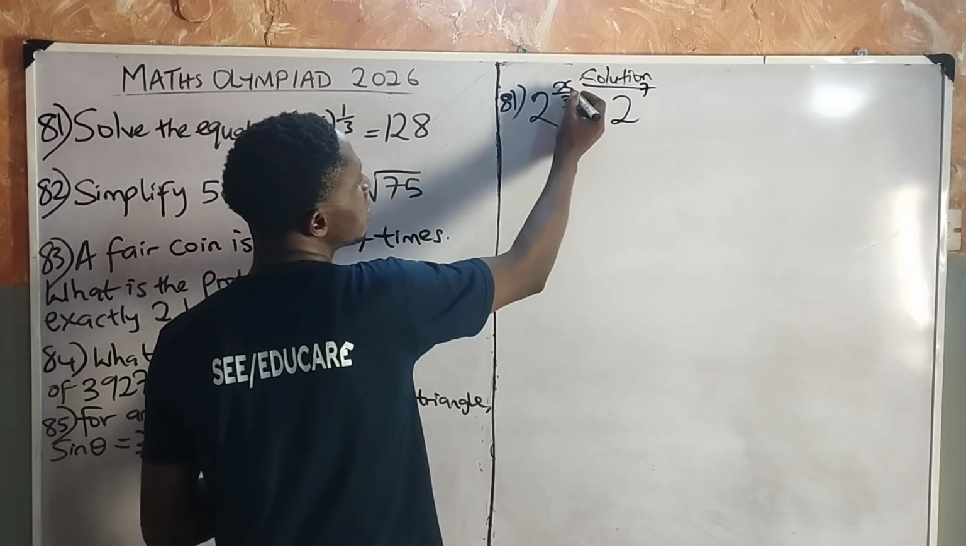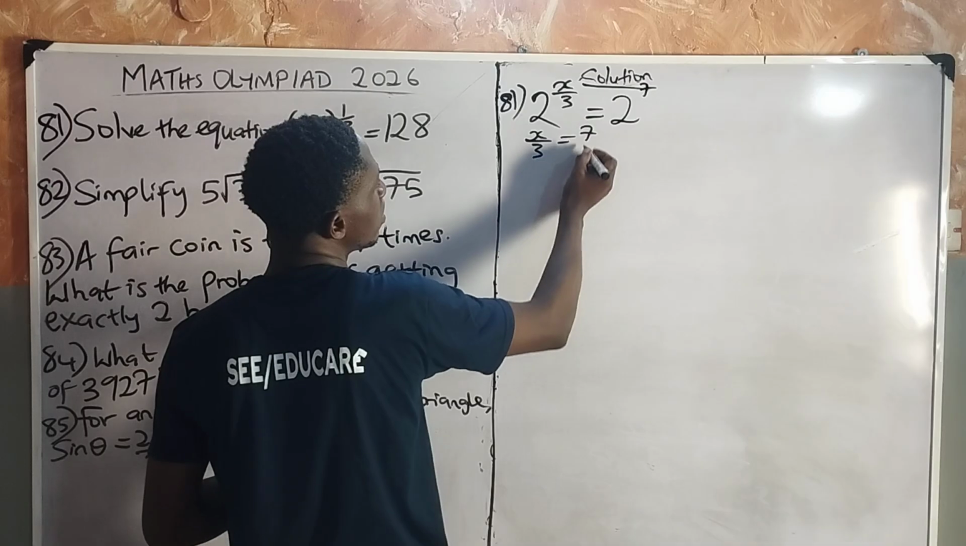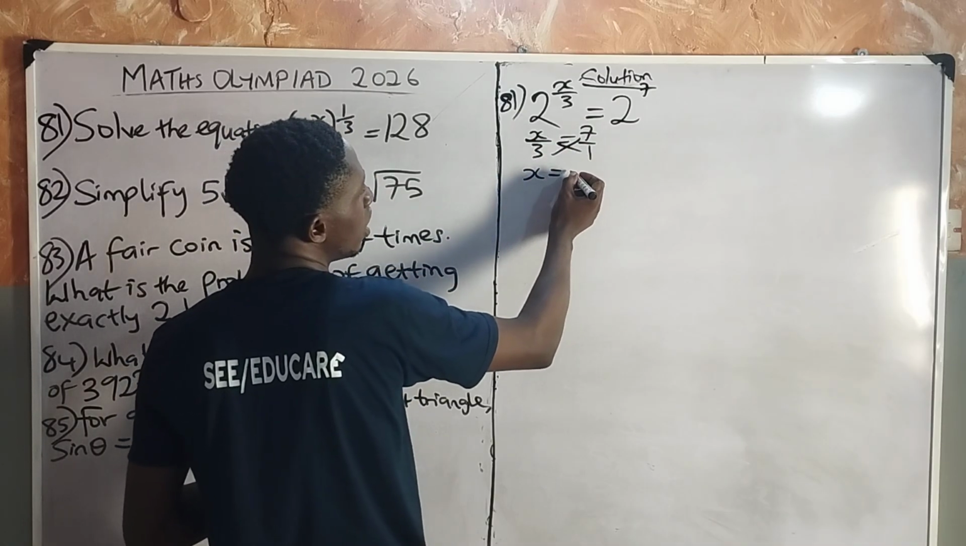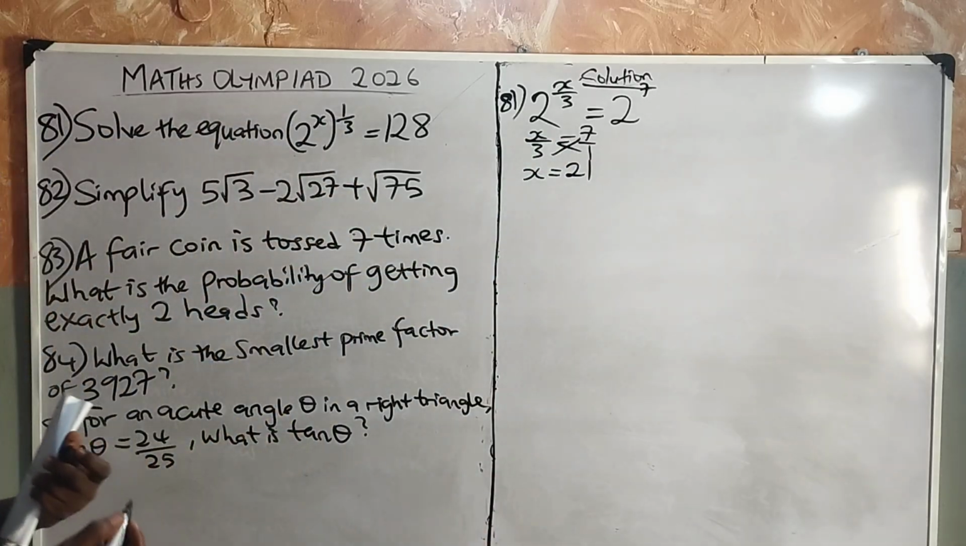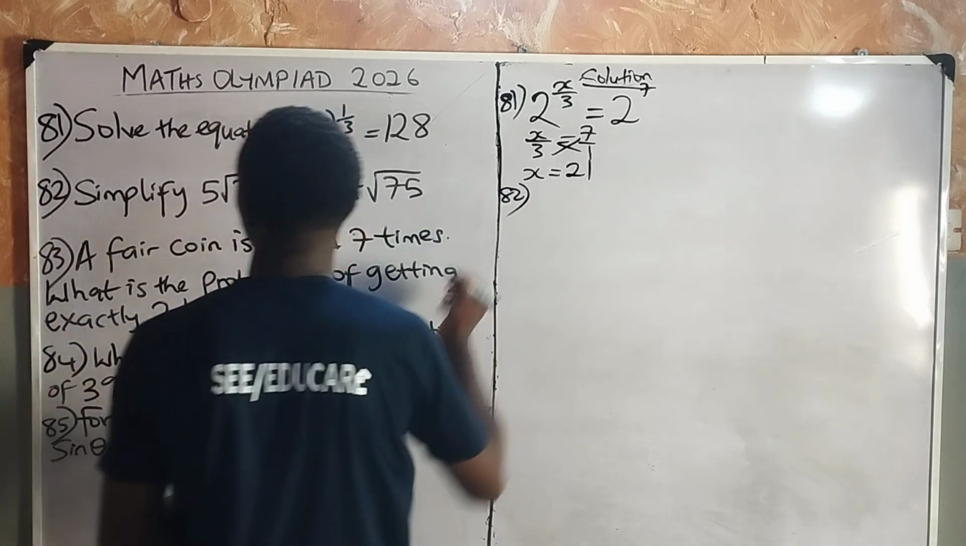So the bases are the same. We equate the power. x over 3 is equal to 7. This is over 1. You cross multiply. Our x is equal to 3 times 7, which is 21. So the value of x is 21. We go to number 82.